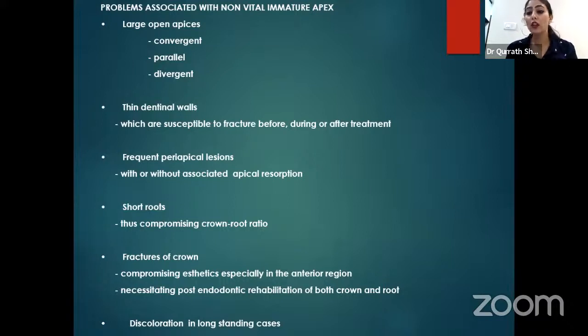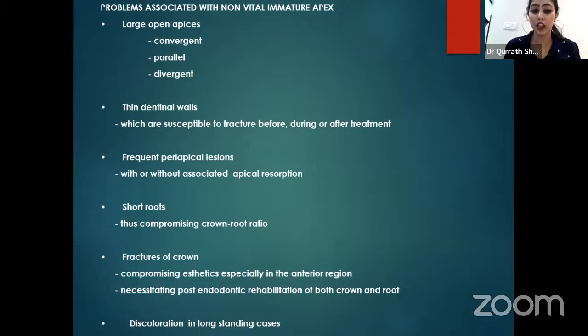In a long-standing case, there can be presence of a huge periapical lesion. This periapical lesion may or may not be associated with root resorption. Short roots cause a lot of problems when you have to restore a tooth with very short roots, when there is no adequate crown to root ratio. That can lead to a lot of complications: fracture, mobility, and so on.